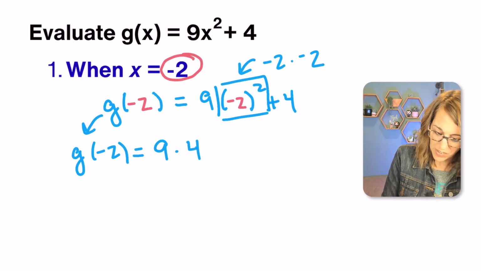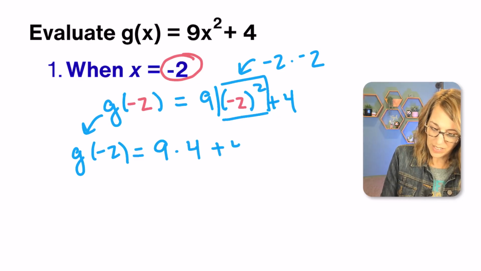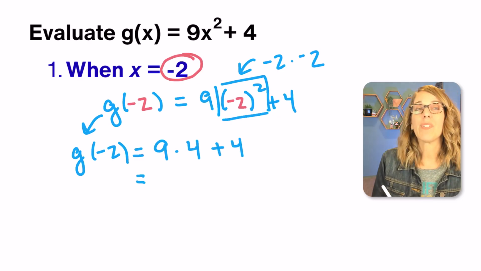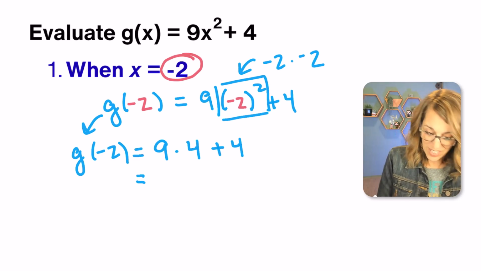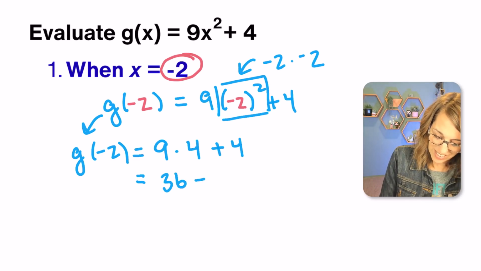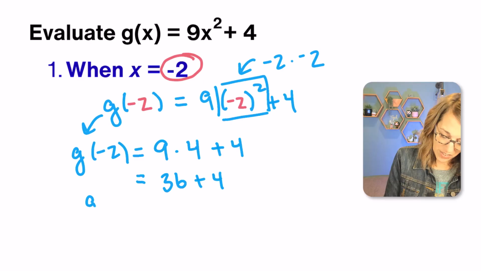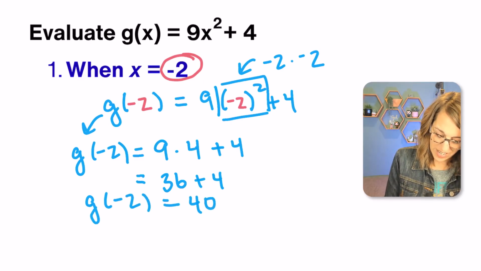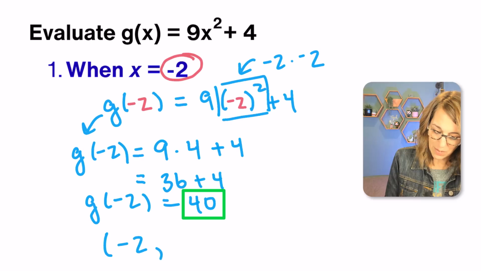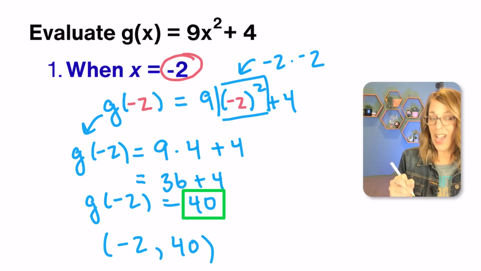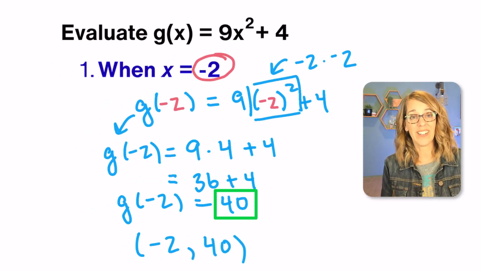I'm going to use a dot there. So 9 times 4 plus 4. 9 times 4 is 36. So I get 36 plus 4. So g of -2 is equal to 40. So I can say that -2 as an input is matched with an output of 40.